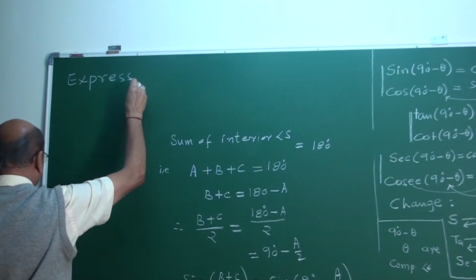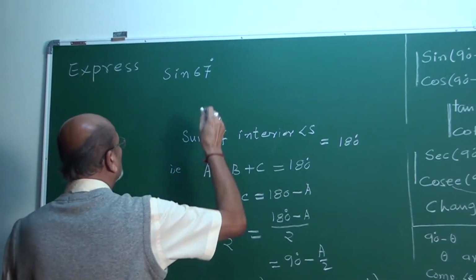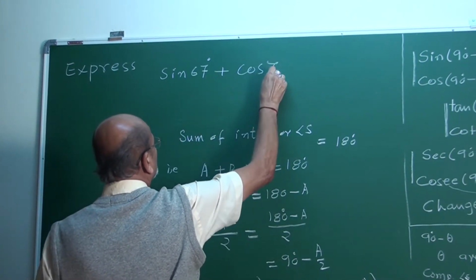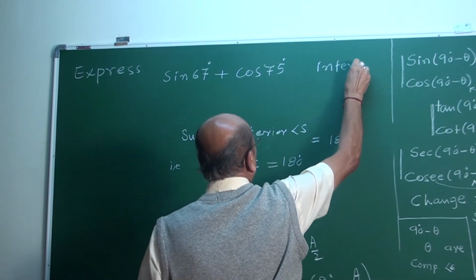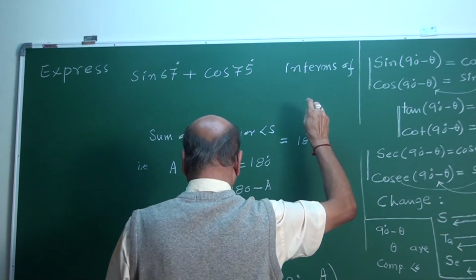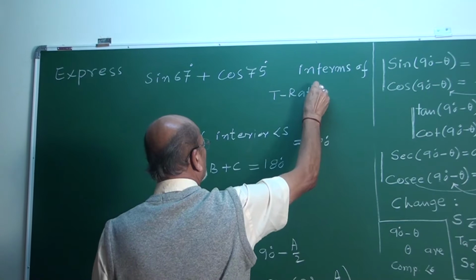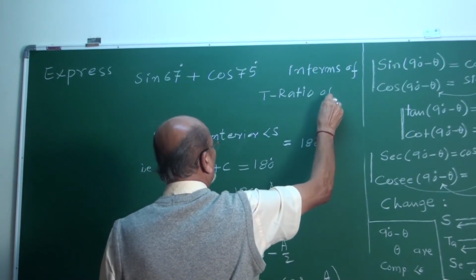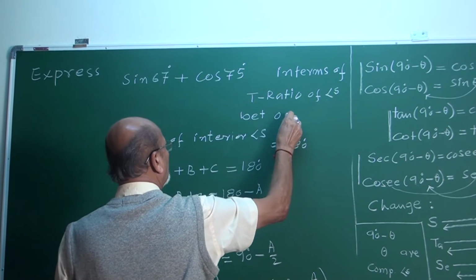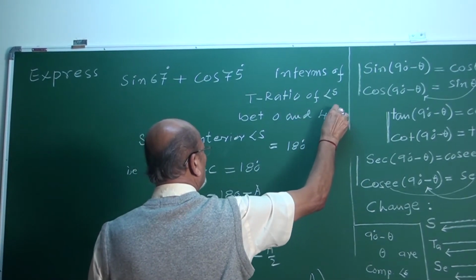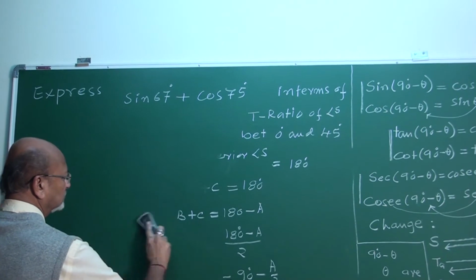Express sine 67 degrees plus cos 75 degrees in terms of trigonometric ratios of angles between 0 and 45 degrees. Read it once again, or twice, my friends.